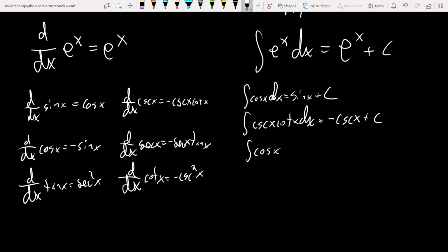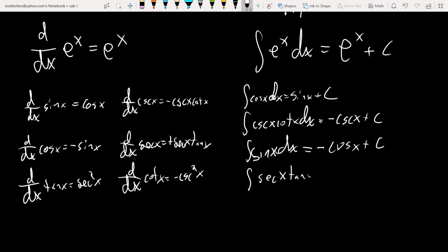Integral of cosine x dx. Oh, oops, integral of sine x. I already got the cosine. The integral of sine x dx is equal to, and you've got to be careful here, because the original derivative law is cosine is negative sine, so the reverse of positive sine must be negative cosine x plus c. Integral of secant tan, and this should be positive, sorry.